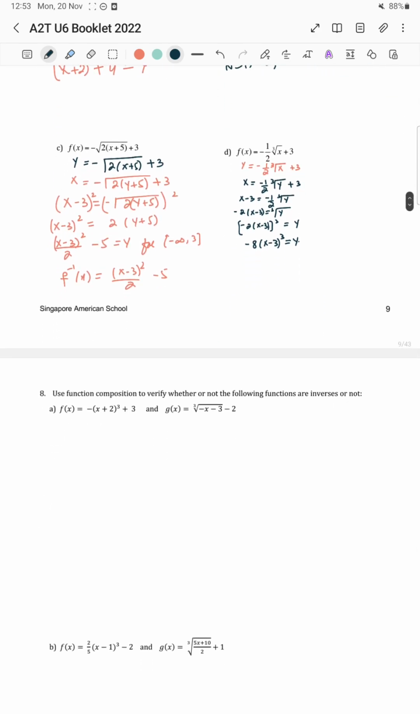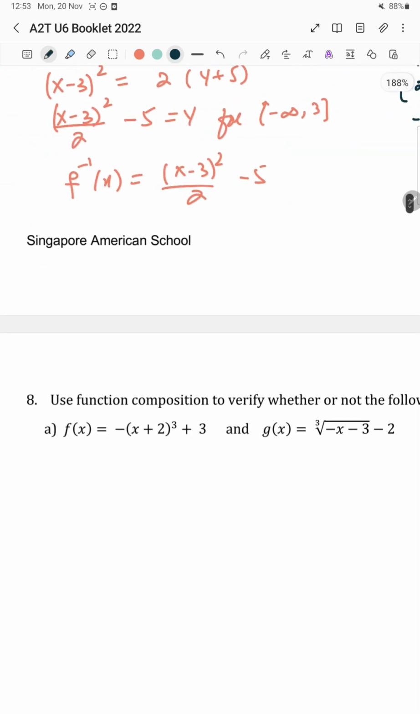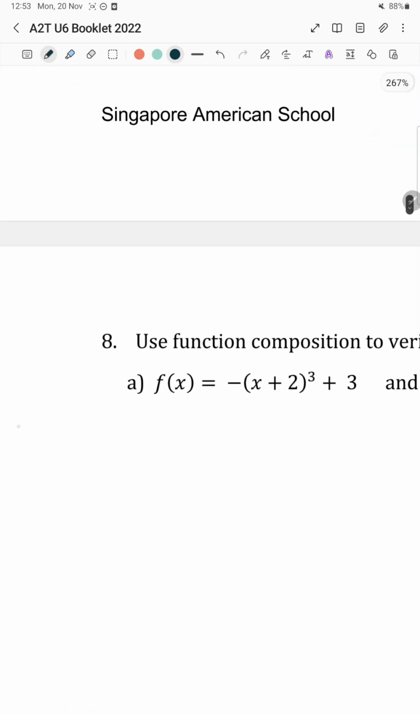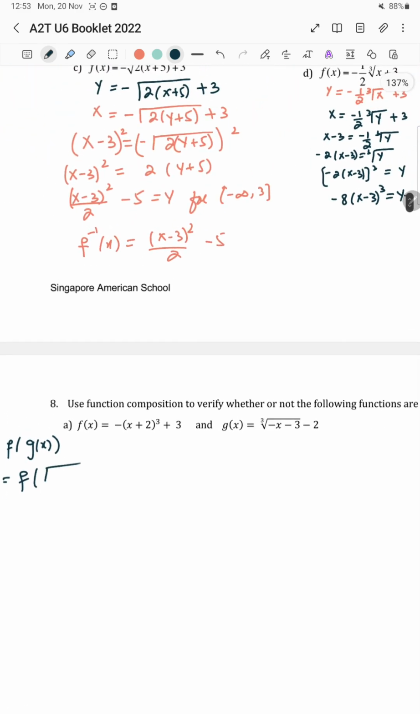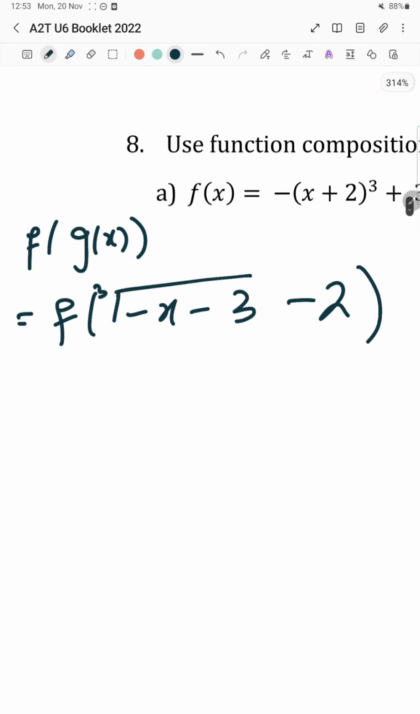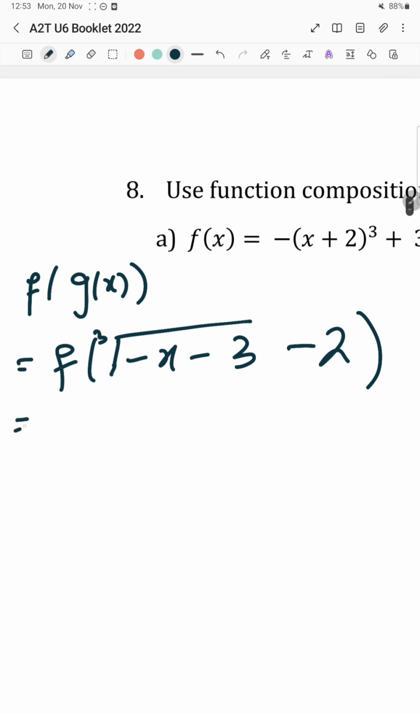Okay. Use function composition to verify whether or not the following functions are inverses of each other. So for using function composition, we need to find f of g of x. Now we're going to put it in f of x.